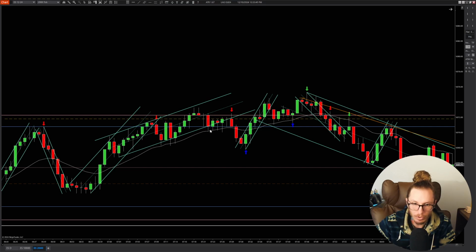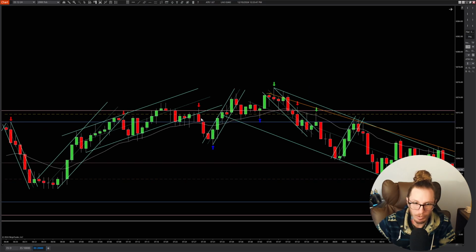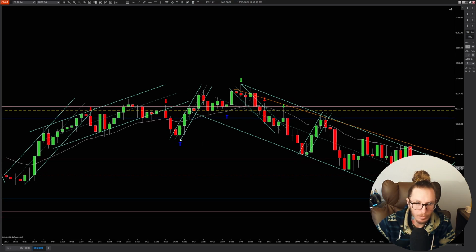And this one also, I think, is a first entry. It's a second entry long that fails. A little more advanced, but really it's just a lower high after a failed breakout. Comes back in, and this is kind of like a larger second entry long.